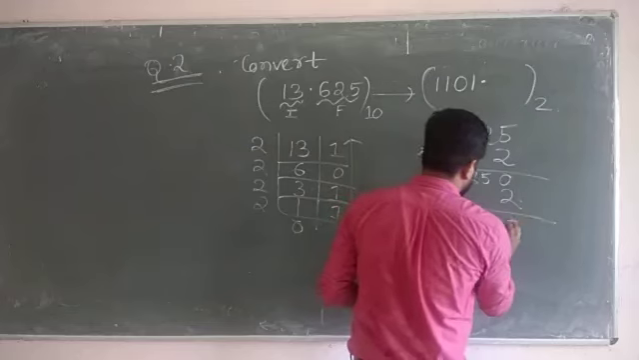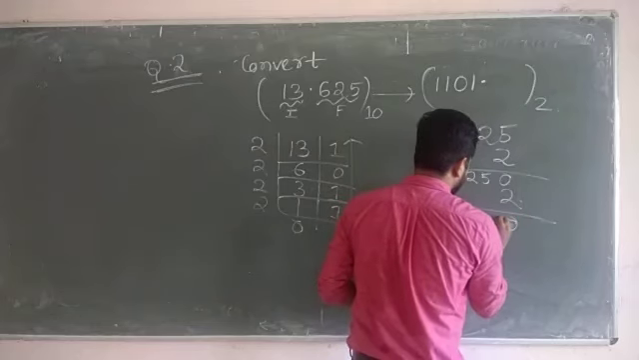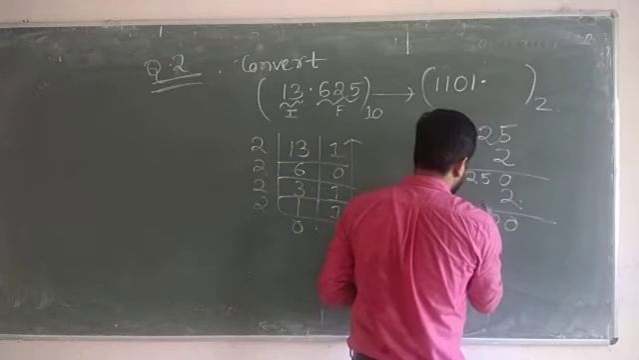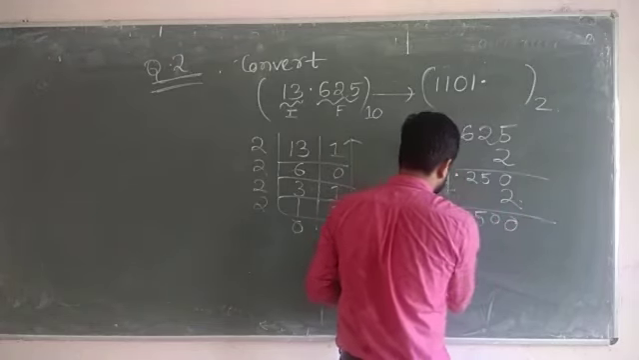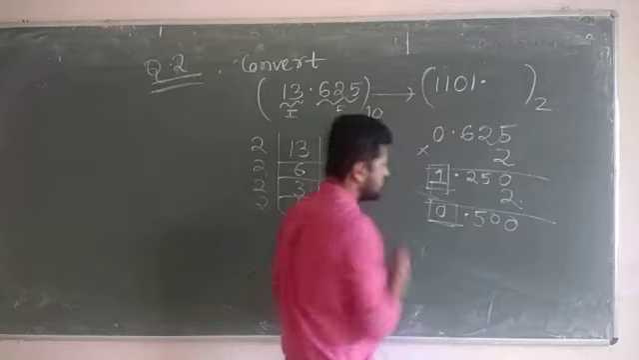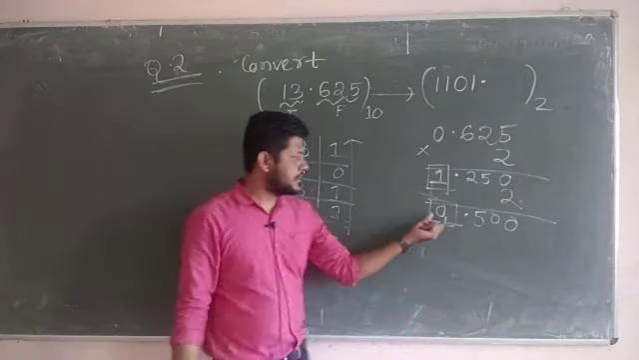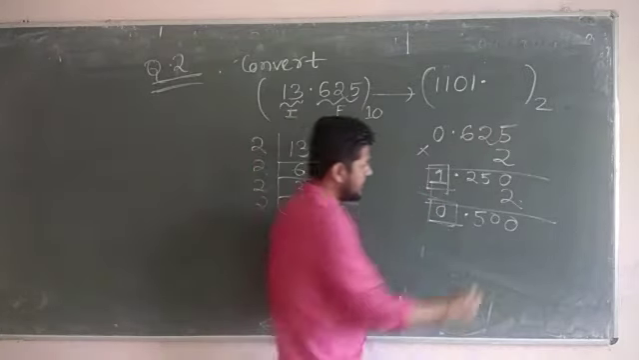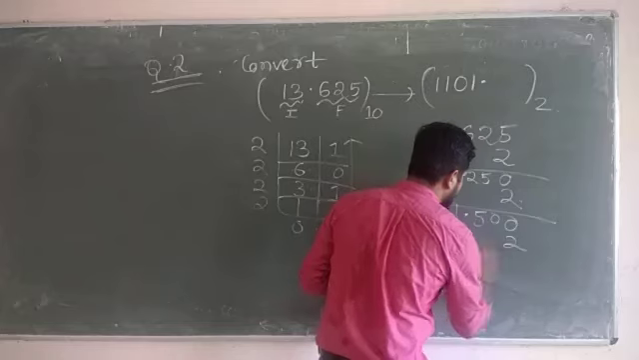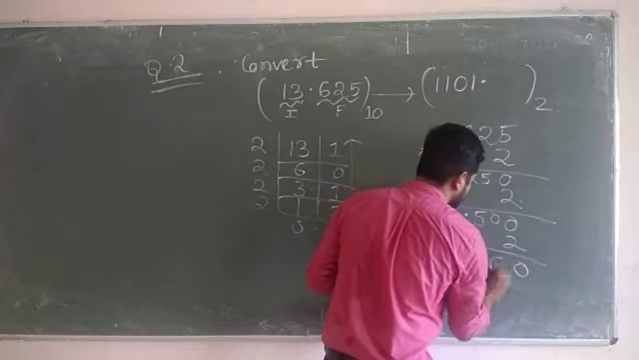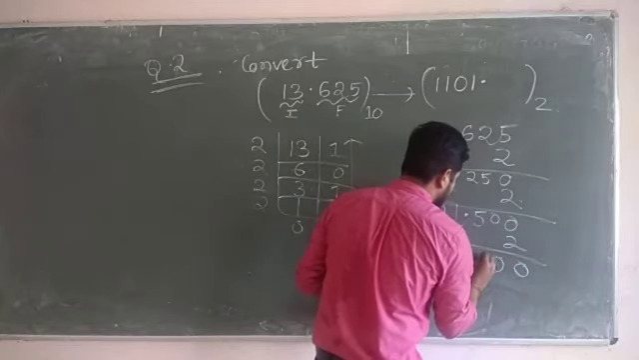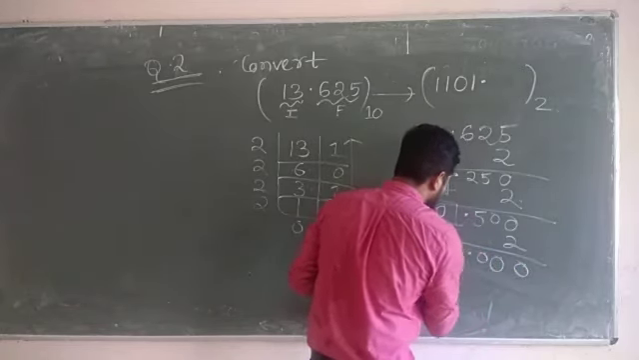So 2 into 0 is 0, 2 into 5 is 10, that means 0 carry 1. 2 into 2 is 5, so here we will have 0. Then keep this 0 and again multiply the rest of the number with 2. So 2 into 0 is 0, 2 into 5 is 10, that means 0, again 1.